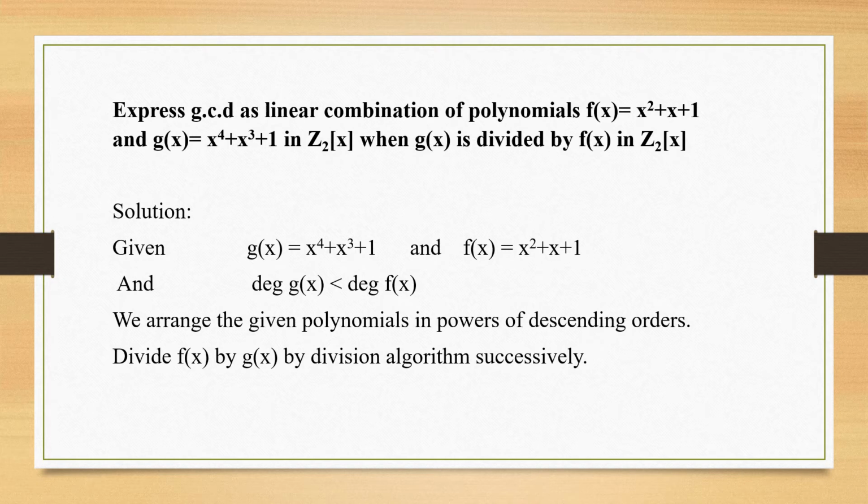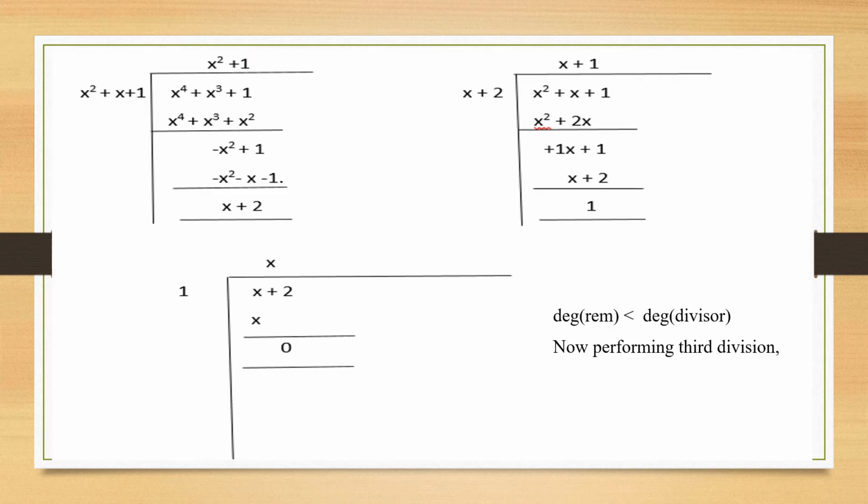We have found out the polynomial which is going to be the divisor and the dividend, and the polynomials are arranged in descending orders. So now we are ready for the GCD to be performed. So let's start the division process. Let's start with x power 4 plus x cube plus 1. That was the g of x, and this was your f of x, x square plus x plus 1.